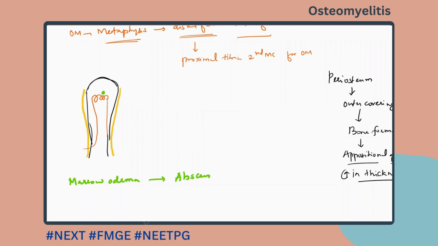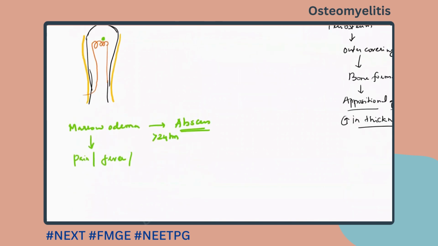Slowly it becomes an abscess, after more than 24 hours. After 24 hours, abscess formation occurs. So when bone infection starts, the patient will present with pain and fever. If you diagnose osteomyelitis within this 24 hours, then you can treat with only antibiotics. Very, very simple.